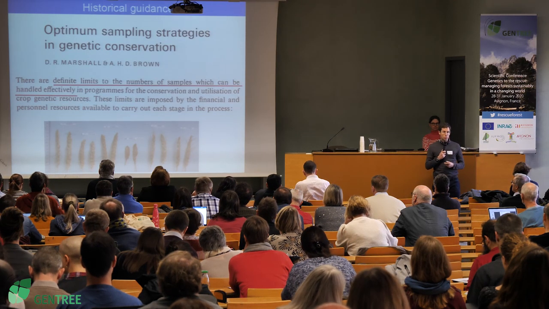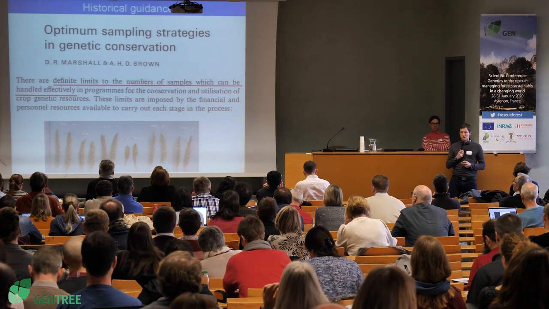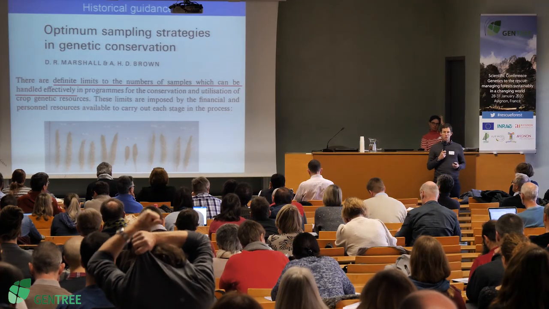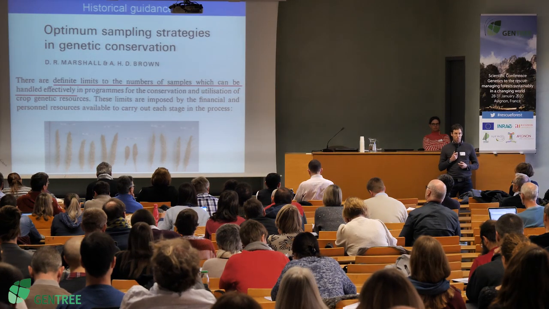People started working on this question back in the 1970s, especially for crop collections. The challenge was that the traditional varieties and land races that people had been growing for hundreds of years were disappearing due to industrial agriculture. So seed banks wanted to capture these locally adapted populations and varieties in seed banks. And they recognized that there were limits to how much we can keep in seed banks.